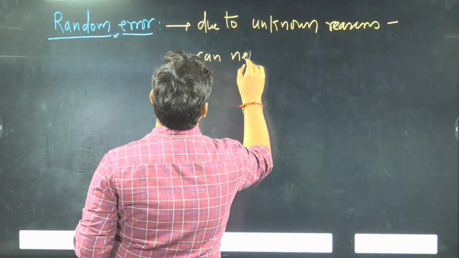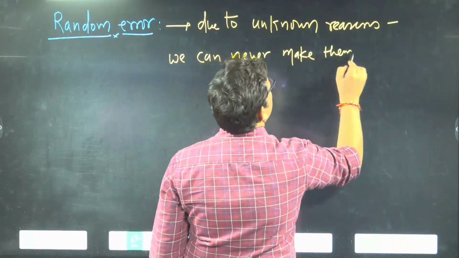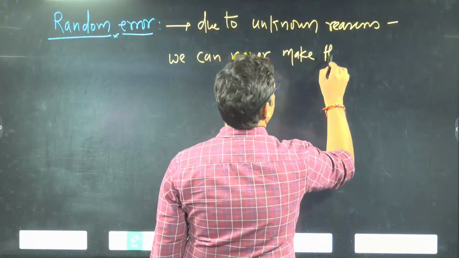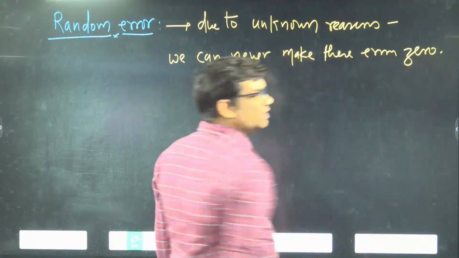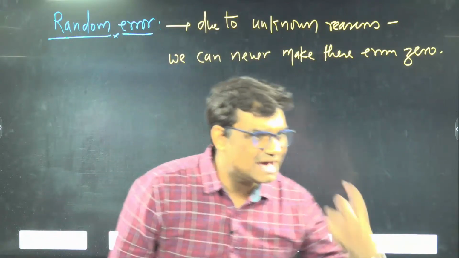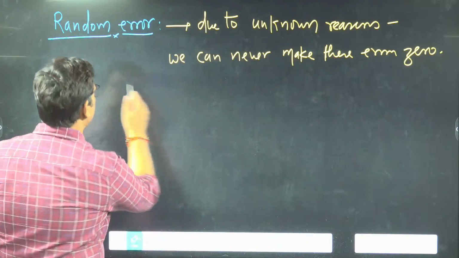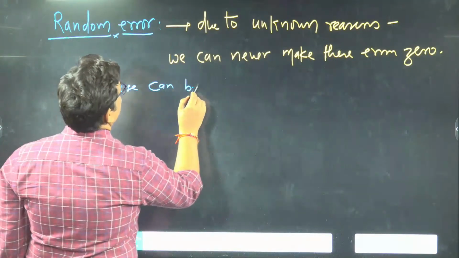We can make or we can never make them 0. What do you say? We can never make these errors 0. Is it possible to reduce random error to 0? No, not possible, because you don't know the reason. So what we can do is, these can be reduced.